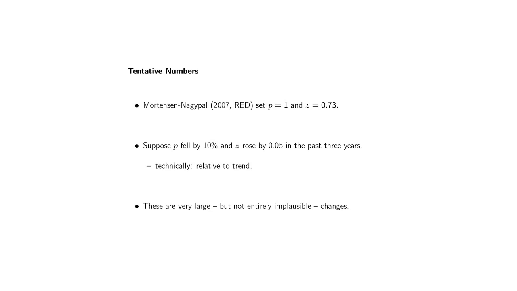So these are tentative numbers, and they're only to illustrate the point that there's a lot of uncertainty about the natural rate of unemployment when we look at the unemployment vacancy data. So Dale Mortensen and Ayşegül Şahin, Mortensen being the same Mortensen that I mentioned earlier as having won the Nobel Prize, a still very active researcher, have a paper where they set P equal to 1 and Z equal to 0.73. The question is, suppose in the last 3 years we'd had a 10% fall in P and a 0.05 increase in Z.